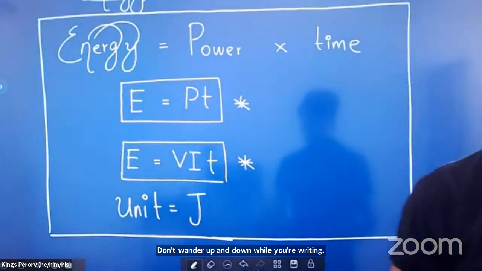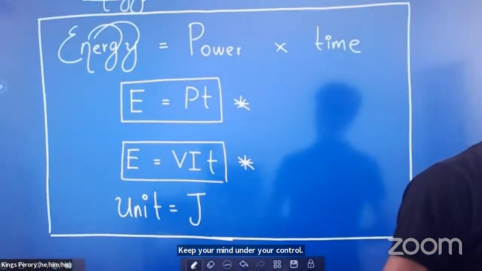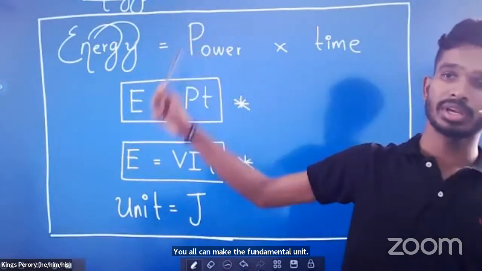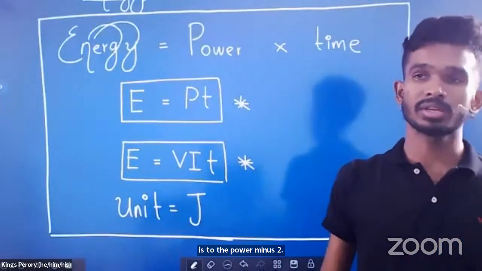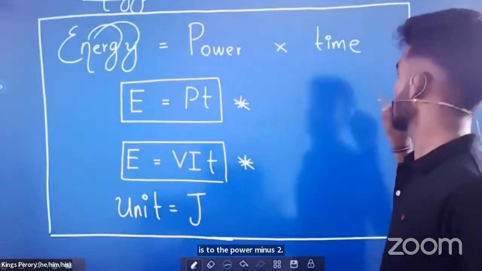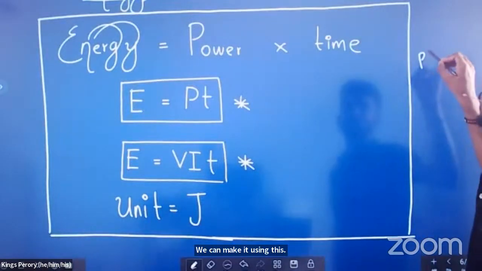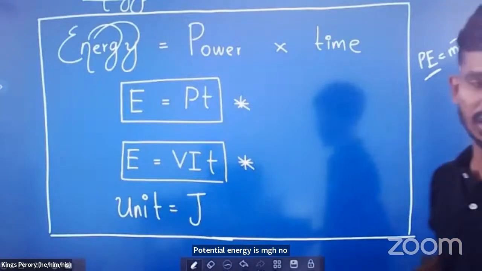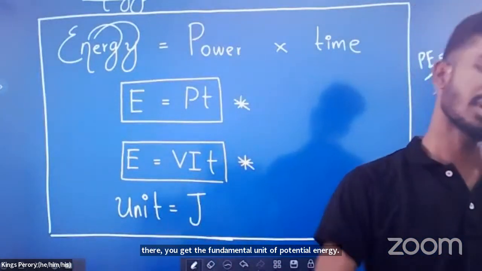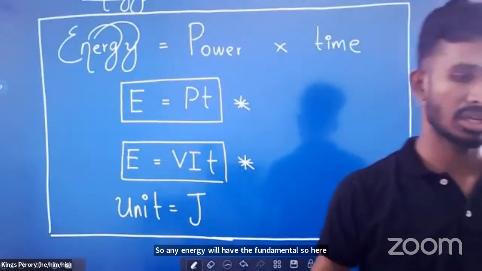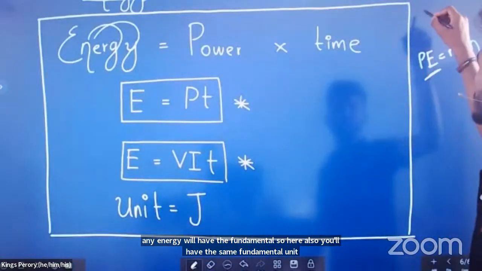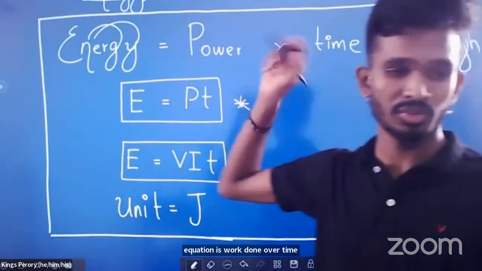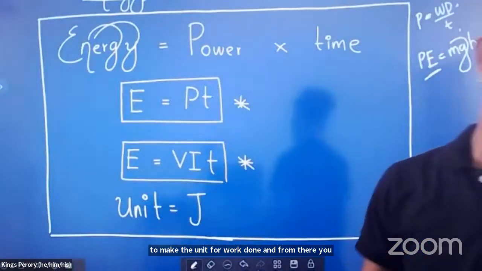Sir, what about the fundamental unit? You all can make the fundamental unit. Fundamental unit of energy, you can make kg m squared s to the power minus 2. Fundamental unit of power also, you can make it using this. Make the fundamental unit for potential energy. Potential energy is mgh, no? From there, you get the fundamental unit of potential energy. So any energy will have the same fundamental unit. Power also you can get by the basic equation. Power equation is work done over time. You make the unit for work done, and from there you can get the unit. That's the same.